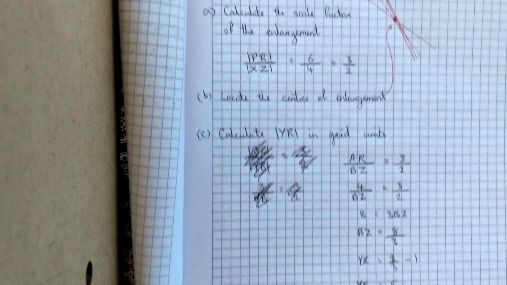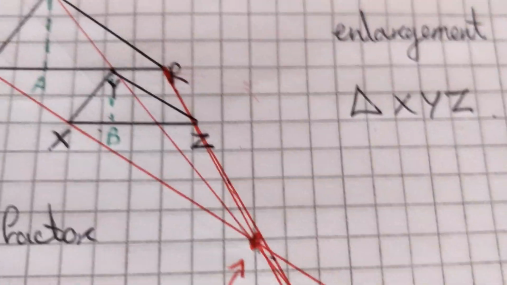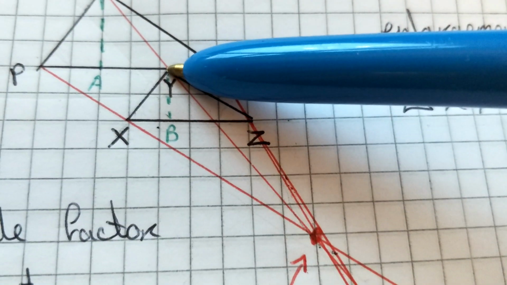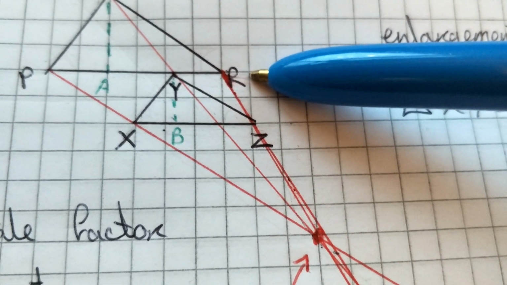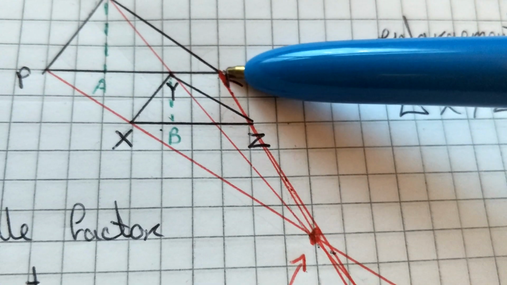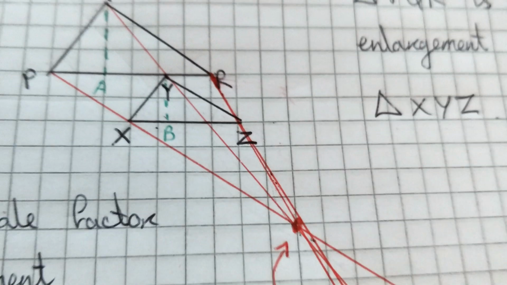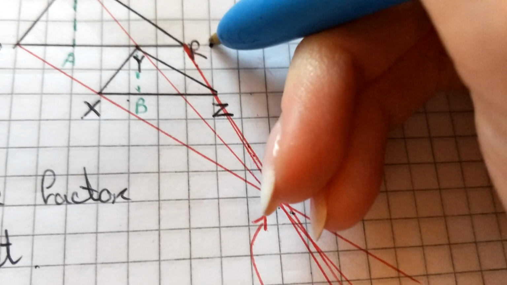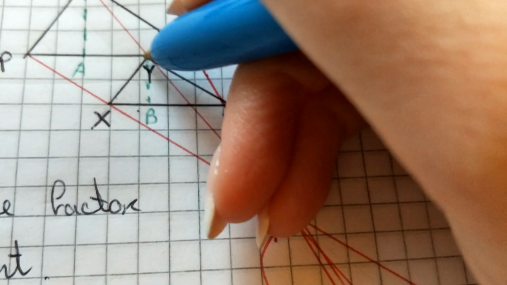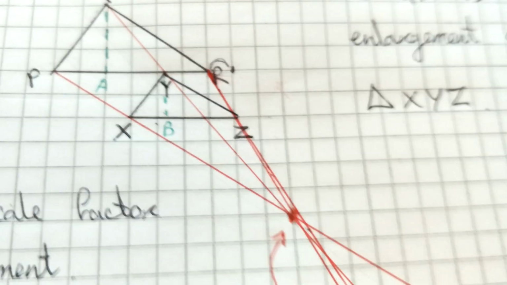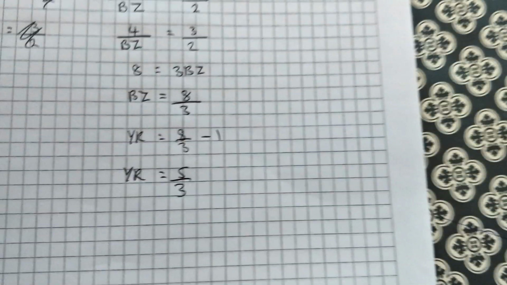So how are we going to get YR from that? I'll bring you down again. B to Z is 8 over 3. That means Y all the way out to here is 8 over 3. But I only want Y as far as R, so I can take away that 1 unit here. Y to that point is the exact same as B to Z, so that is a distance of 8 over 3. Subtract this 1 to get my Y to R, and that's where we get 5 over 3.